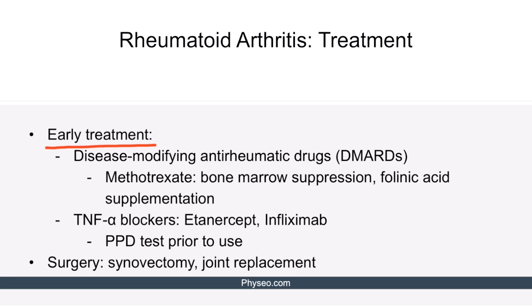Tumor necrosis factor alpha blockers like etanercept or infliximab are used if the disease-modifying anti-rheumatic drugs are ineffective. These could result in reactivating tuberculosis, so a purified protein derivative or PPD test should be done prior. In severe cases, surgery is needed to decrease joint pain. This includes synovectomy or removal of the joint as well as joint replacement. However, these surgical approaches do not prevent the disease progression.